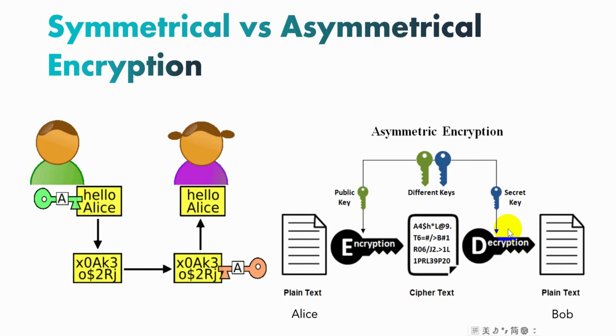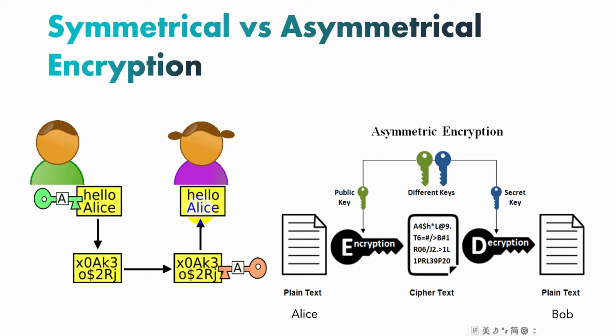So let's see what the difference between symmetrical and asymmetrical encryption is. For symmetrical encryption on the left, pretend Bob wants to send a message, "Hello Alice," to Alice. He would use the key A to encrypt this message into the ciphertext. After Alice receives the ciphertext, she uses the same key A to decrypt it into the original message. So this is what we've been using for the Caesar cipher.